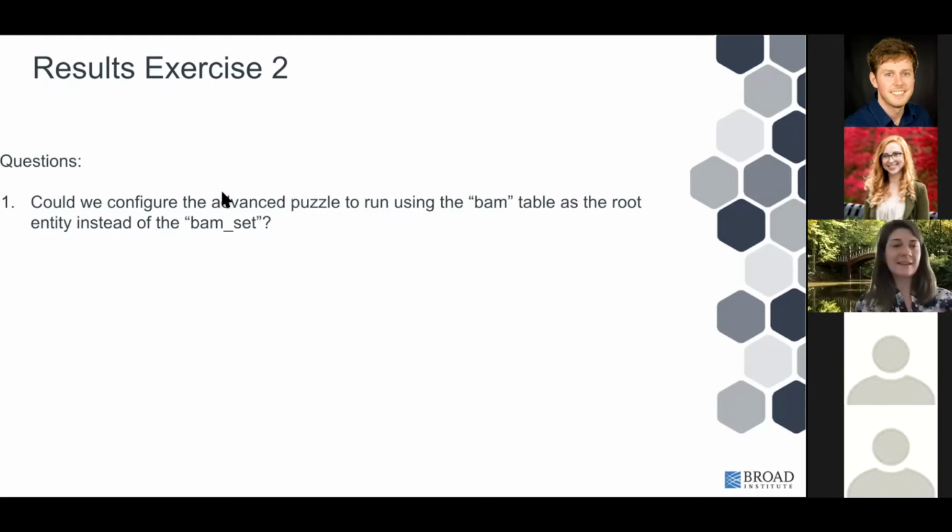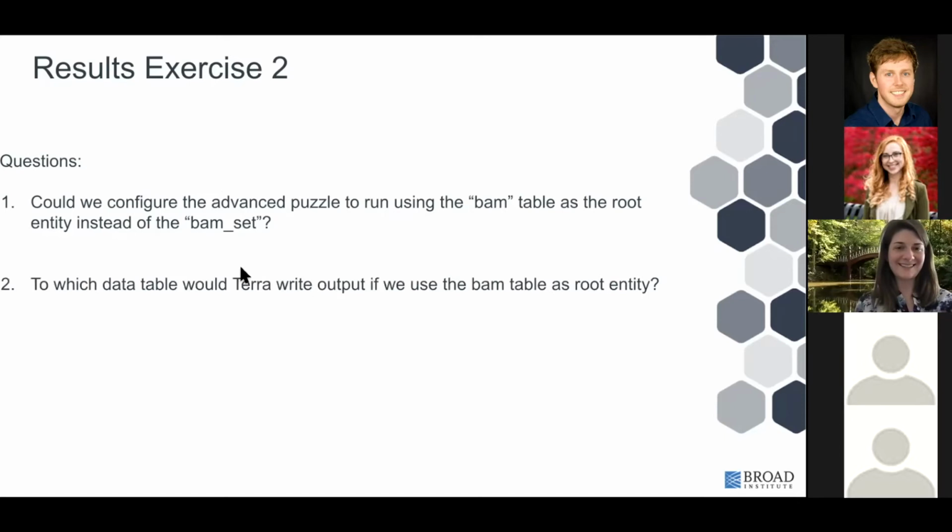And I accidentally just answered the second question here in talking about that, but if you can use BAM as the root entity, which table would it write the output to? It would write it to the BAM table, which is what we just said. If this workflow was taking in the array of BAM files and generating a single validation report for it, you would likely need to use the BAM set table to run the workflow. Are there any questions about that?